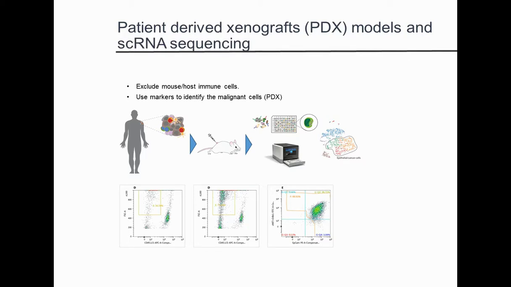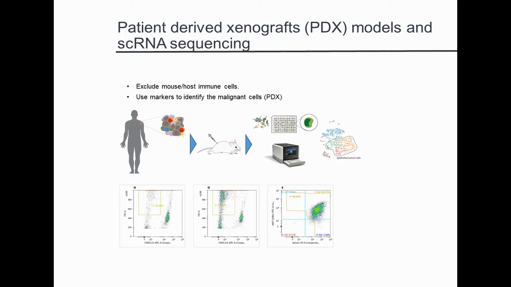One thing that I want to emphasize about those PDX models, or combining PDX models with single-cell RNA sequencing or bulk RNA sequencing in response to treatment, is that the first step is to exclude the mouse host immune cells by performing these types of gating strategies, because again, the purity is usually low, around 40 to 50%.